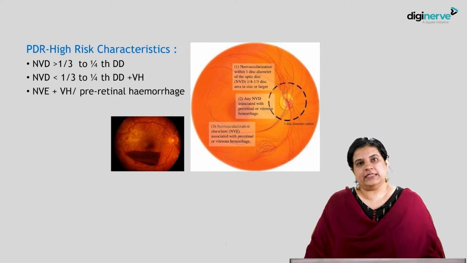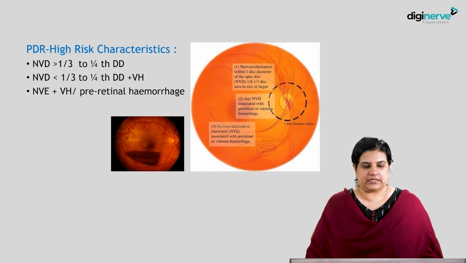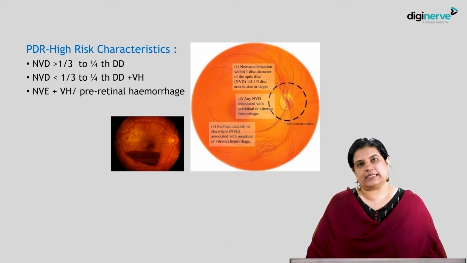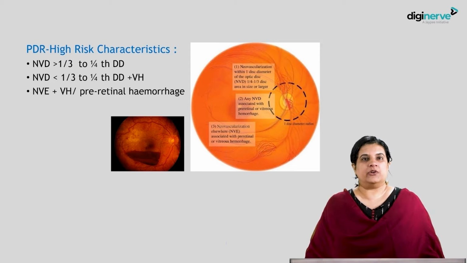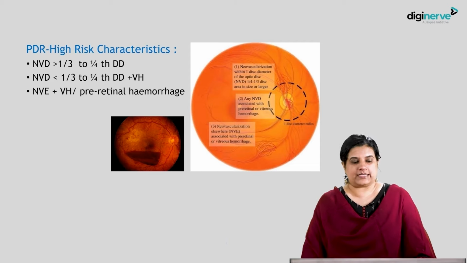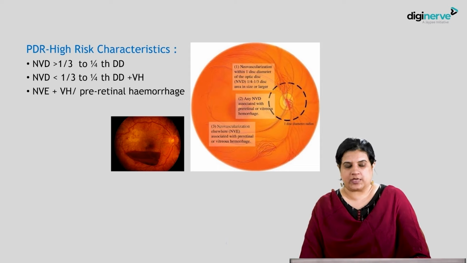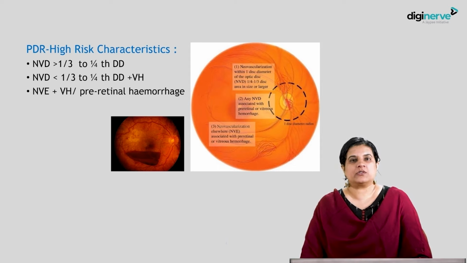There is another entity, that is proliferative diabetic retinopathy with high risk characteristics. If there is neovascularization of the disc of more than 1/3 to 1/4 disc diameter, or neovascularization of the disc which is less than 1/3 to 1/4 of disc diameter but is associated with vitreous hemorrhage, or if there is neovascularization elsewhere but with vitreous hemorrhage or pre-retinal hemorrhage, then all these come under the high risk characteristics and warrant urgent attention.